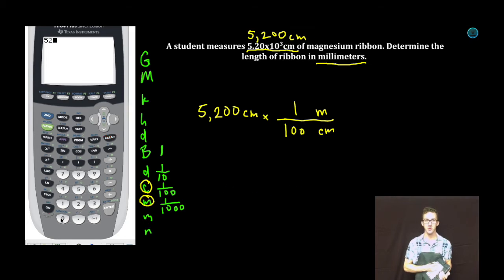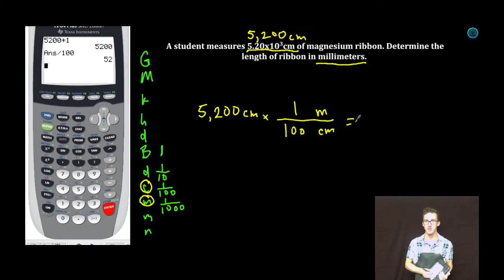Calculator time. 5,200 times 1, enter, divided by 100, enter. We get 52 meters. Notice the unit of centimeters cancels out. I'm left with the unit of meters. I'm feeling really great about myself, but I need millimeters, not meters.